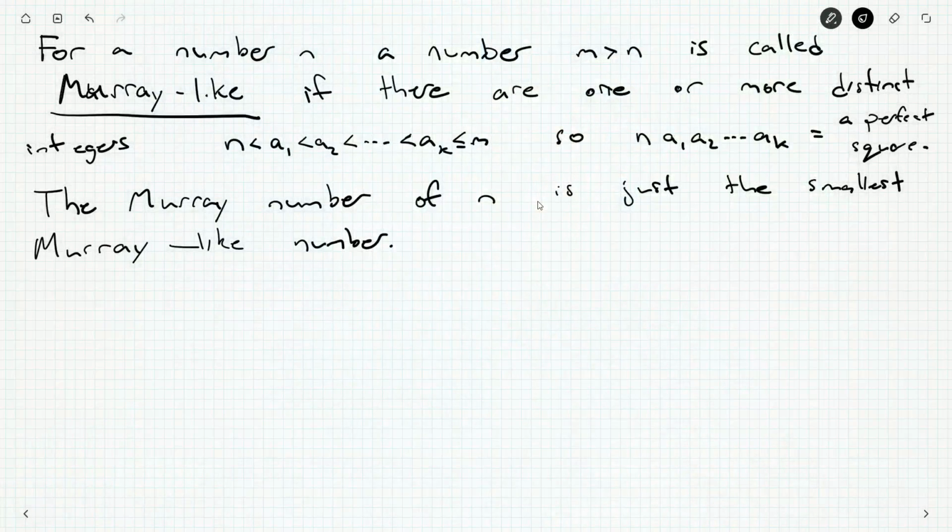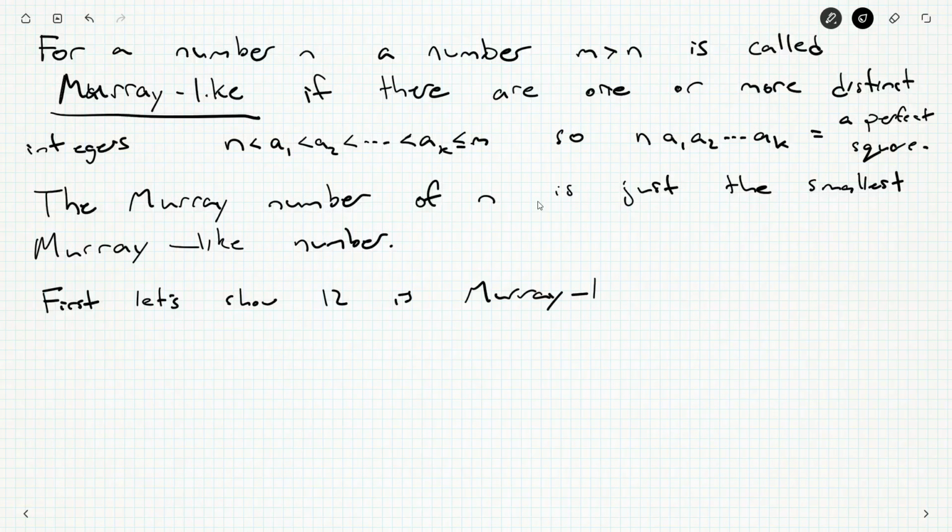So for part A, first let's show 12 is Murray-like. That means it satisfies the conditions, and then we're just going to have to rule out 11, 10, 9, 8, and 7.